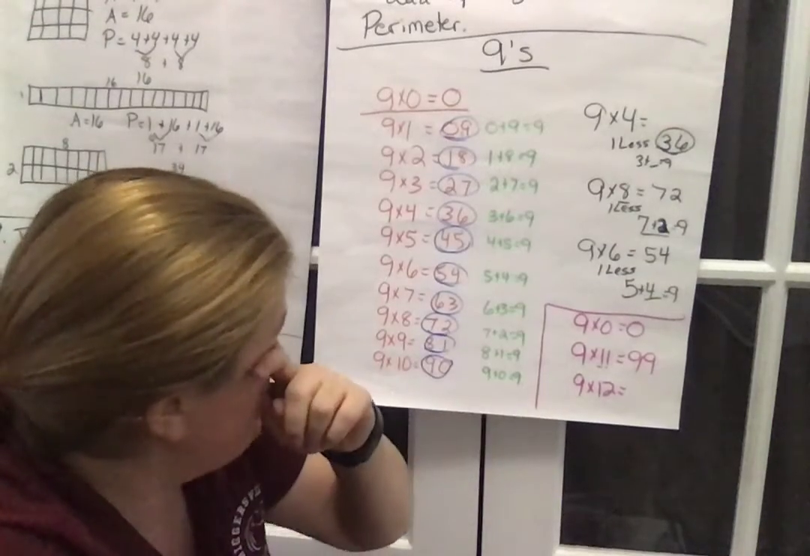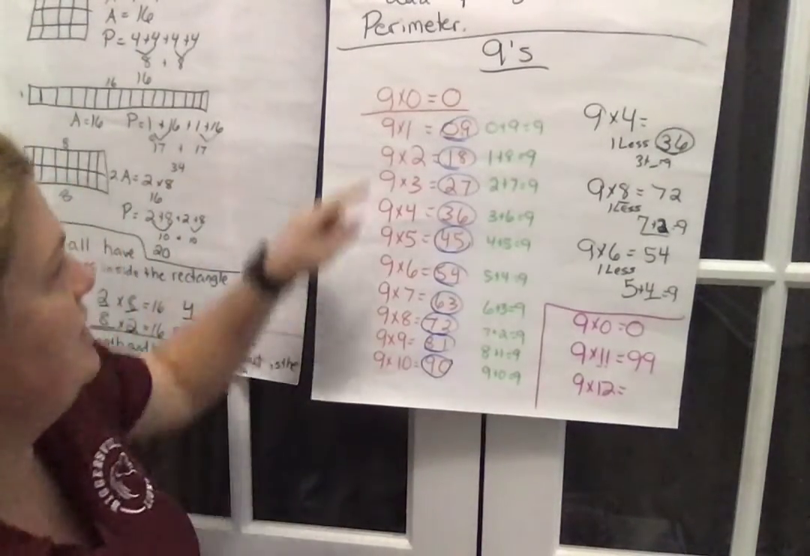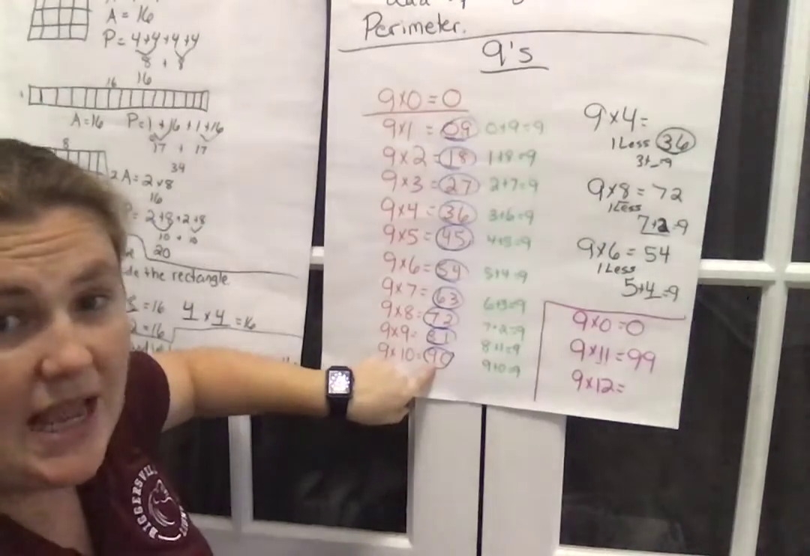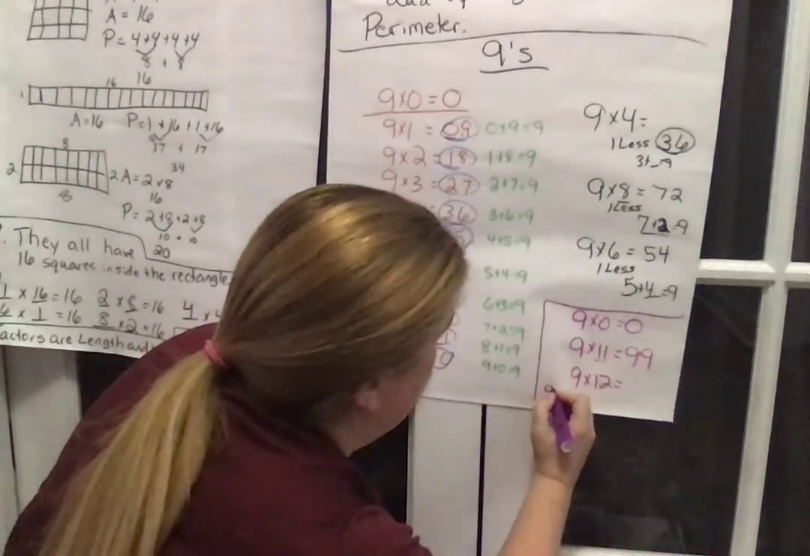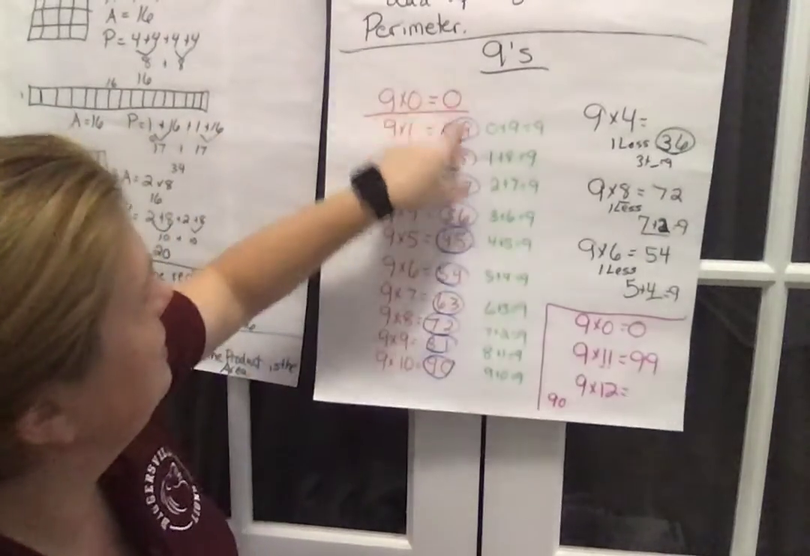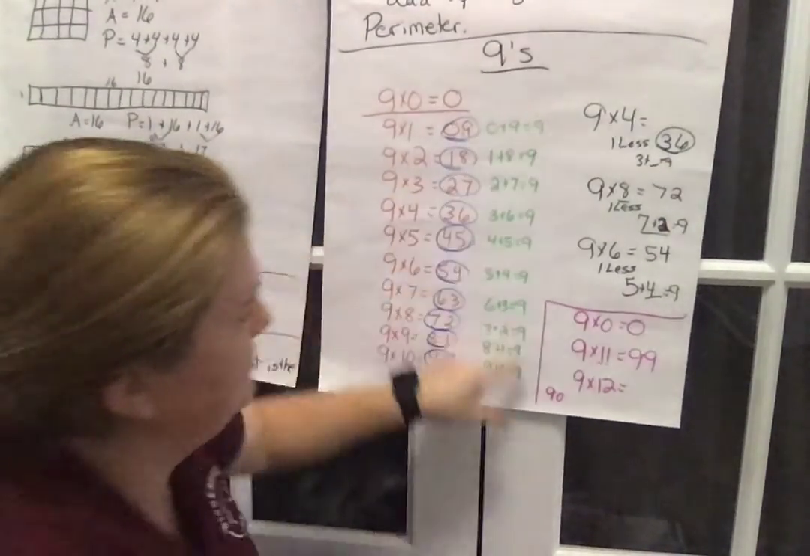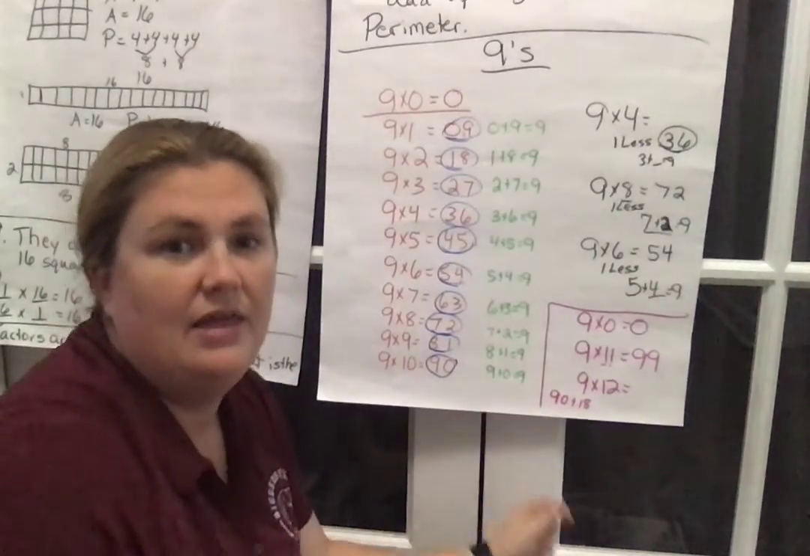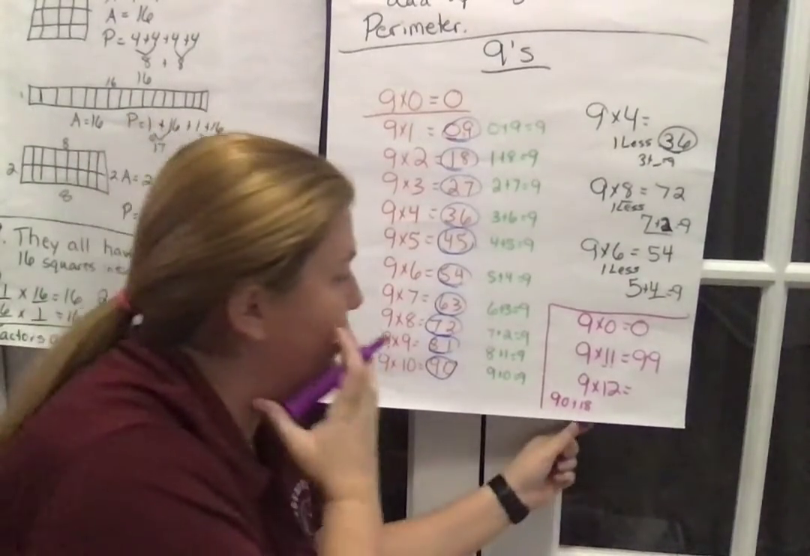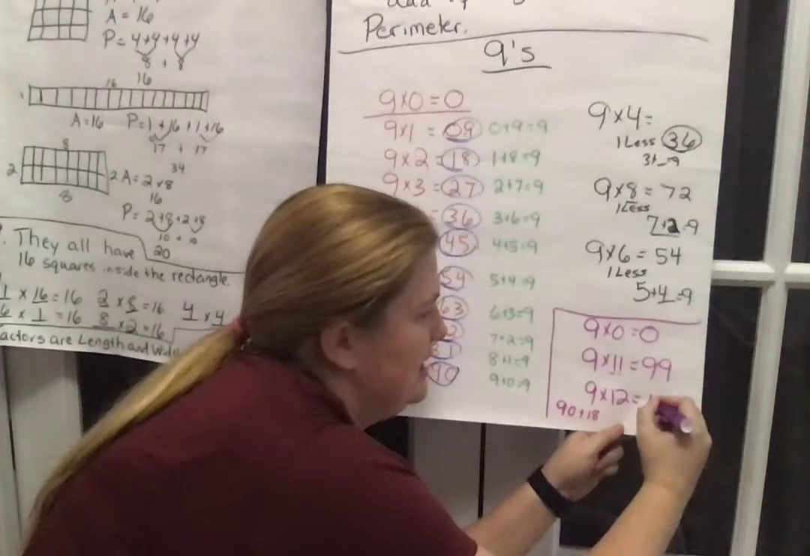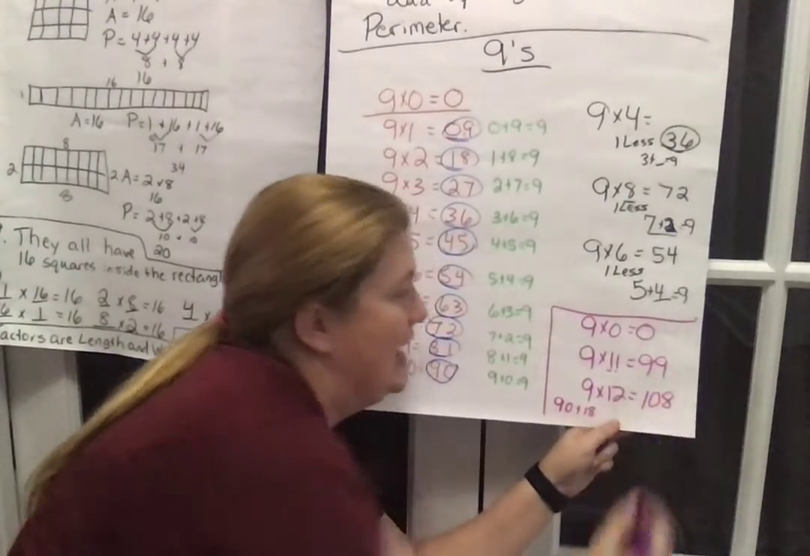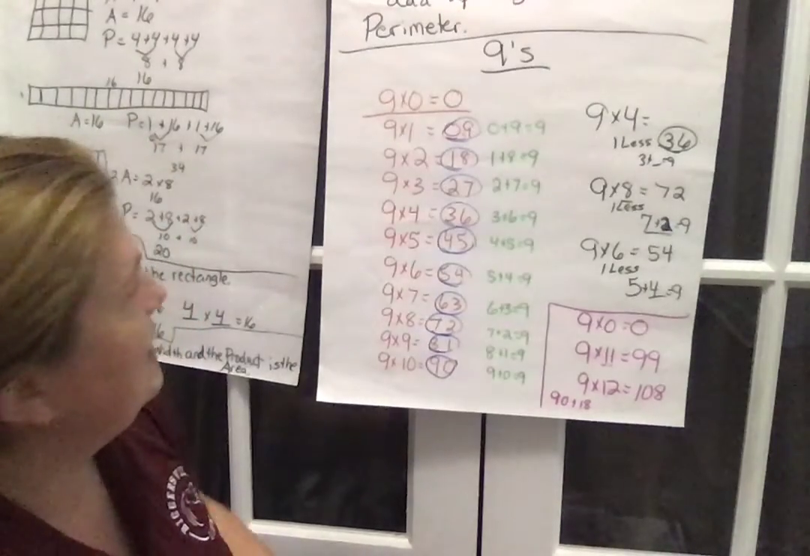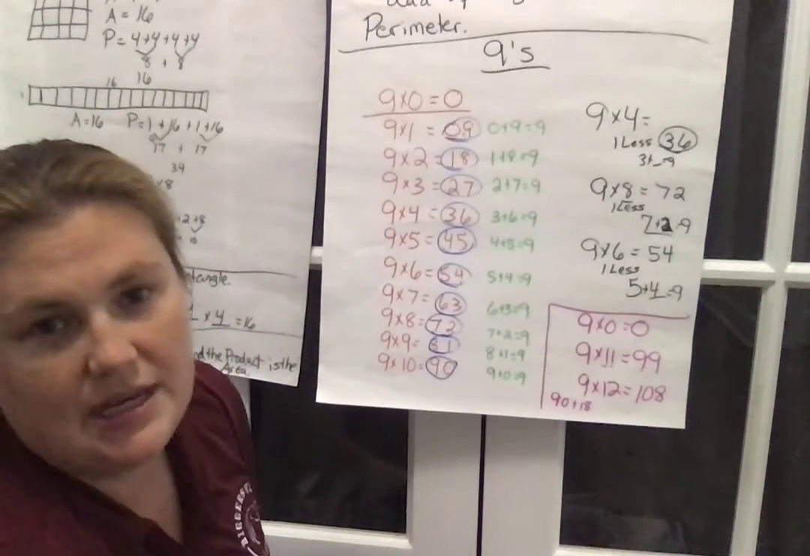Now, 9 times 12, what you can do is look at your 9 times 10, which was 90, and your 9 times 2, which was 18. If you add 90 and 18 together, that will give you 9 times 12. So 90 plus 18 is 108. I would just memorize and learn those. Everything else you can use a 9 trick to help you.